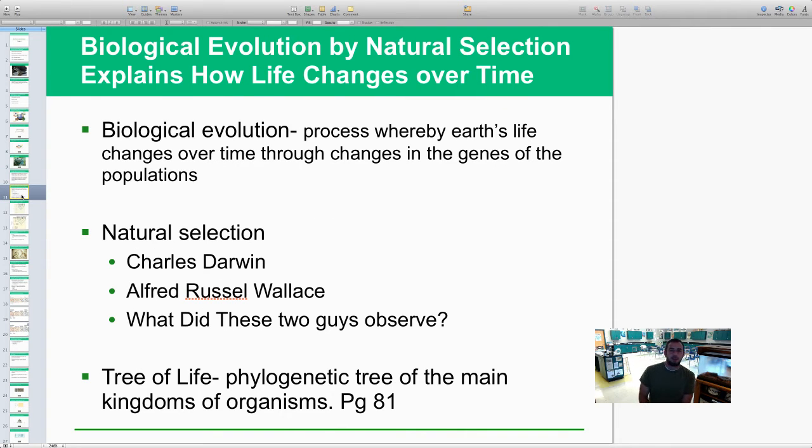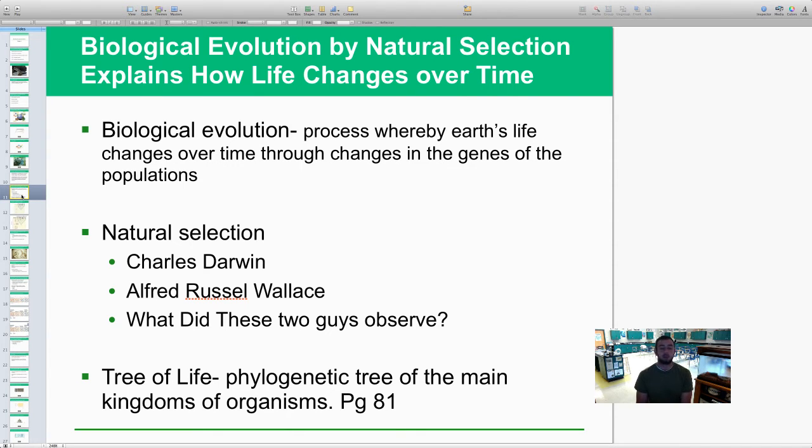So, biological evolution by natural selection explains how life changes over time. Our biggest players in this section are Charles Darwin, whom you hopefully remember from biology. Biological evolution is a process where Earth's life changes over time because of the genetics. It's always based on the genetics. Back in the day, Charles Darwin had no idea about genetics, but he knew that things were changing over time, so he gave this insight into natural selection, as did Alfred Russel Wallace.